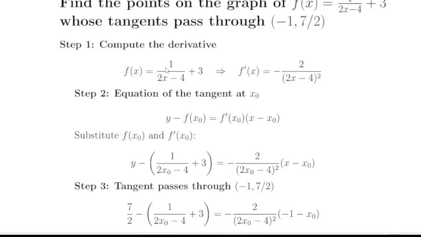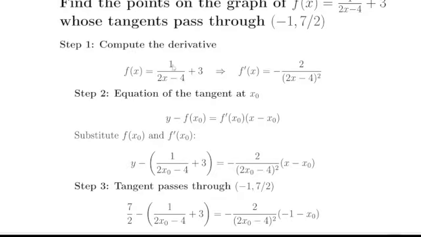So our function is 1 over 2x minus 4 plus 3. The derivative of 3 is 0, and the derivative of 1 over 2x minus 4 is negative 2 over (2x minus 4) quantity squared. We know the equation of the tangent line at x0 is basically this point slope form, which is y minus f of x0 equals f prime of x0 times x minus x0.